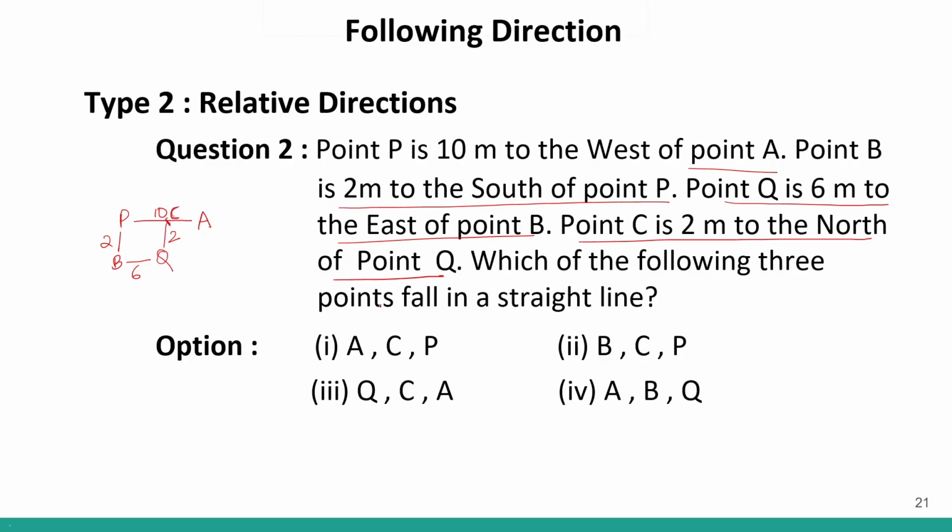Right? Which of the following 3 falls in a straight line? So this is the diagram. Clearly we have to find out which of the following 3 falls in a straight line. So ACP, I can very clearly see that ACP falls in a straight line. Hence our answer will be option number 1, A, C and P.